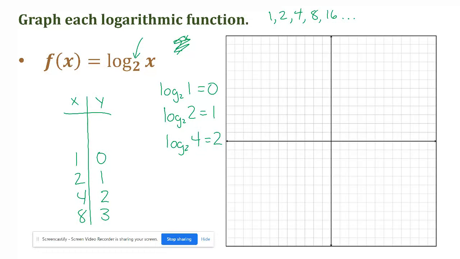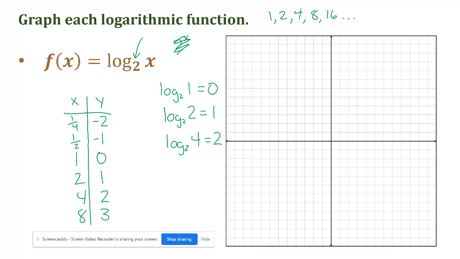But again, I don't want to just do the numbers with positive integers. I want to do some fractions too, and some negative numbers. The way that's going to work is I'm going to take my reciprocals. So I'm going to start with 1 over 2, and the exponent of 2 that gets me 1 over 2 is -1. 2 to the -1 is 1 over 2. And then I'll do the same thing with 1 over 4, and that would be 2 to the -2.